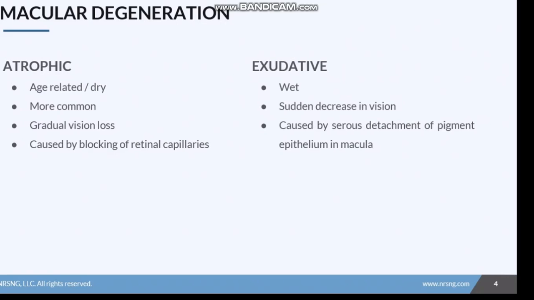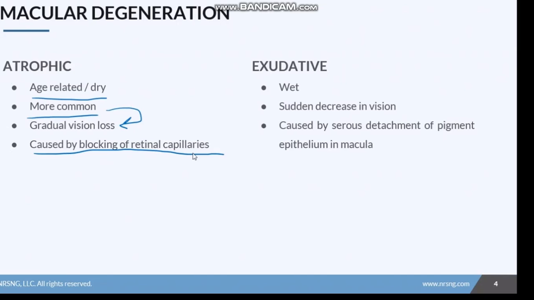Okay guys, so there are two different types of macular degeneration. One is atrophic or age-related or dry. So you could see this one referred to as any of these words. This one is more common and it's a gradual vision loss. It's caused by blockage of retinal capillaries in the eye, which leads to the retinal cells in the macula becoming ischemic and necrotic, which then causes the rod and cone photoreceptors to die.